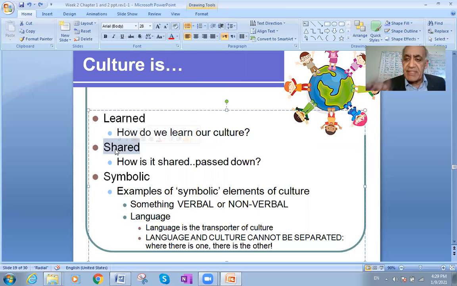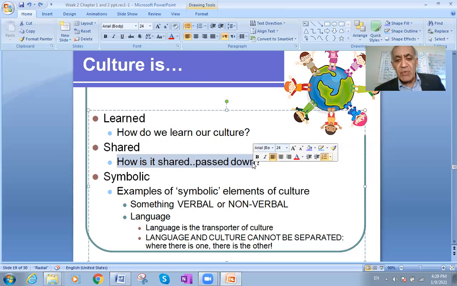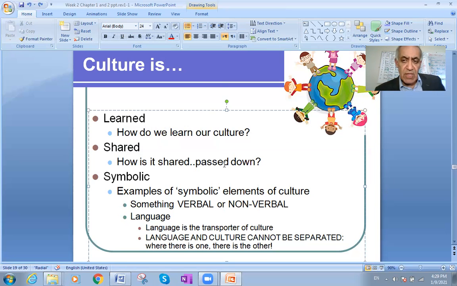So one of the necessities for culture is that there must be a group of people all applying this culture in a specific area or zone. How it is shared and passed down, we will talk about in the theory of diffusion, and we will know that culture is reproduced, meaning it's transmitted from one generation to another. That's how it works.